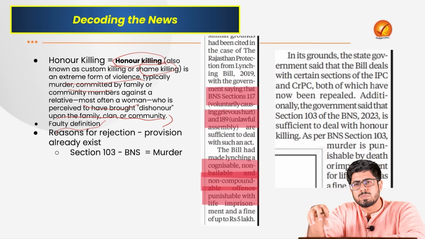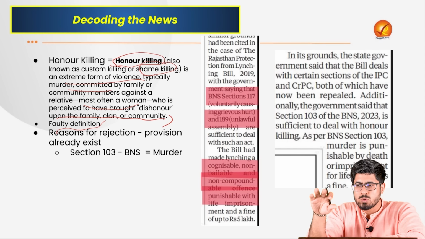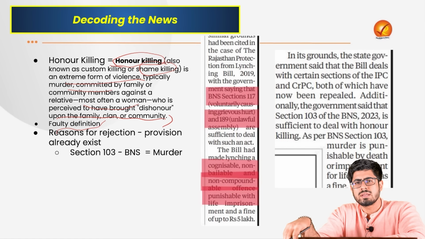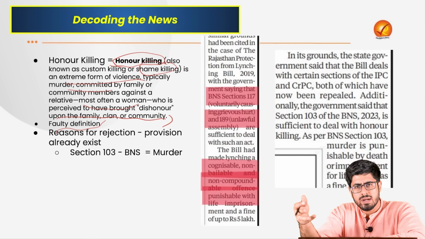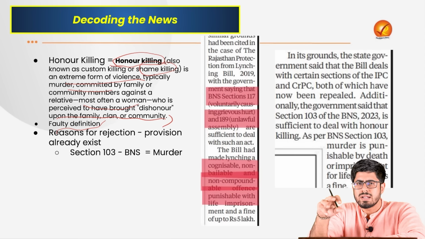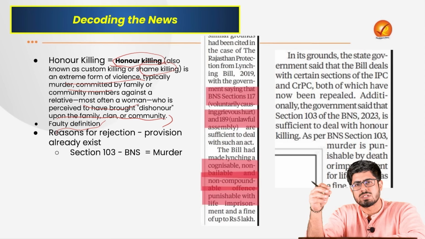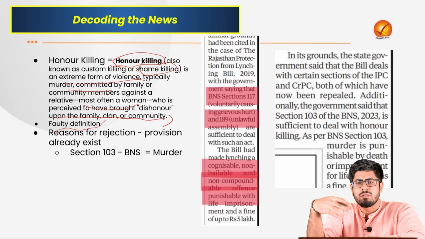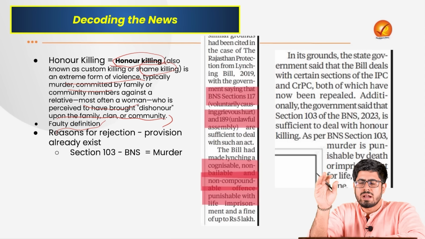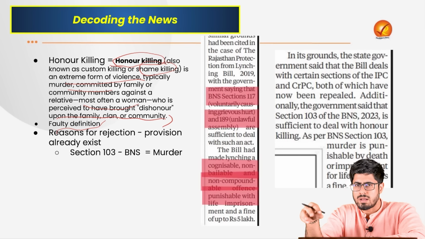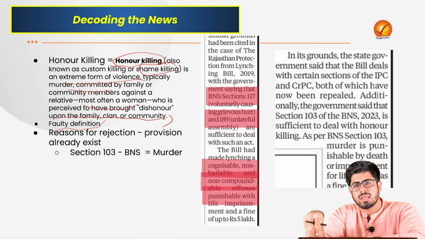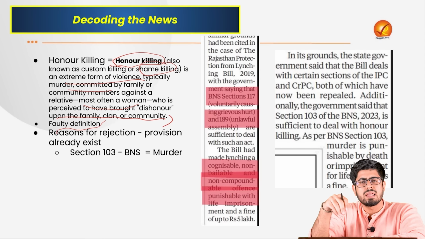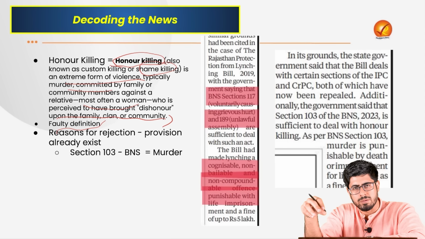Now the act was proposed by the Rajasthan government to ban these honor killings. It has now been sent back by the governor because it is no more required. The reason that they have given is that it related to certain articles, certain sections of the IPC Act and the CrPC Act, which are no longer in force now. And also, killing of a person amounts to murder, which is already punishable in the BNS, Bharatiya Nyaya Sanhita. Section 103 already criminalizes the killing or the murder.